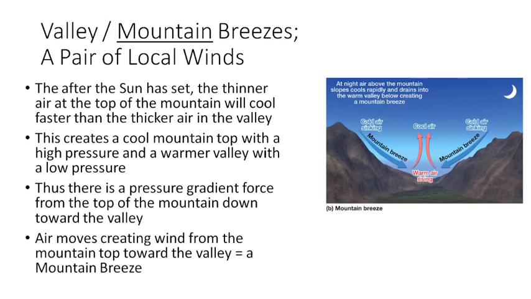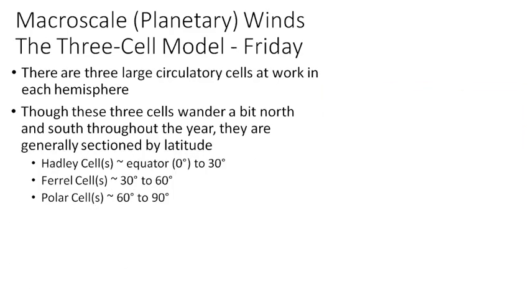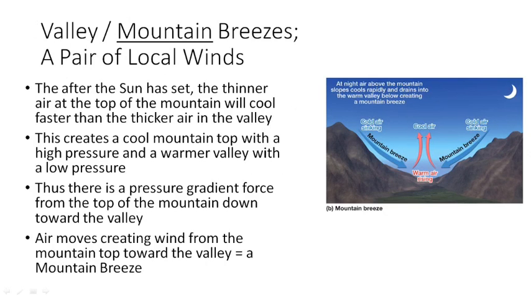Now during the night we have a mountain breeze. So during a mountain breeze, again, your thinner air up here cools down more quickly, and so it's colder, and the colder air is more dense. Okay, it's high pressure, we have a low pressure down here, and we have this air moving down. Okay, so that's called a mountain breeze.